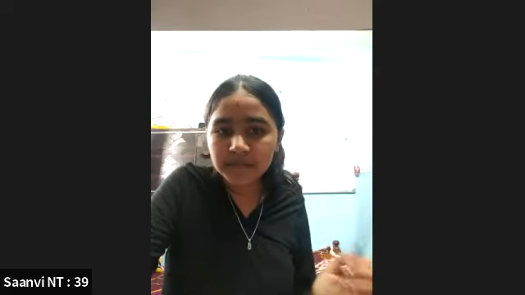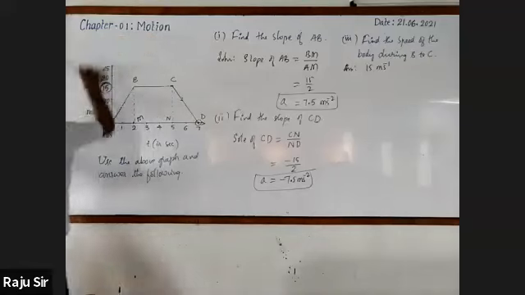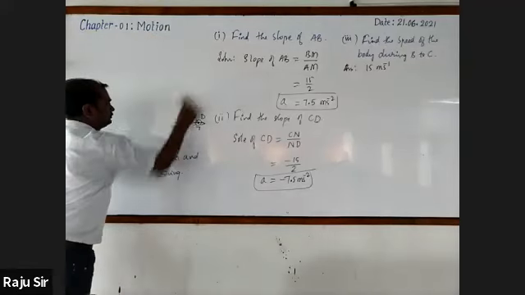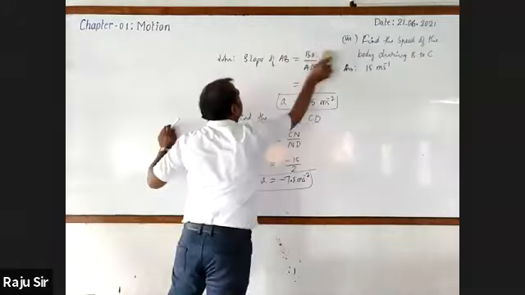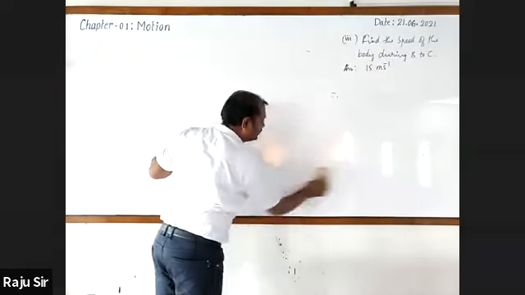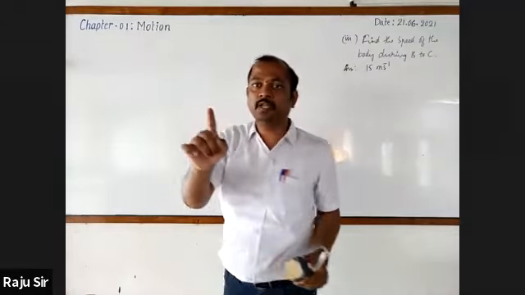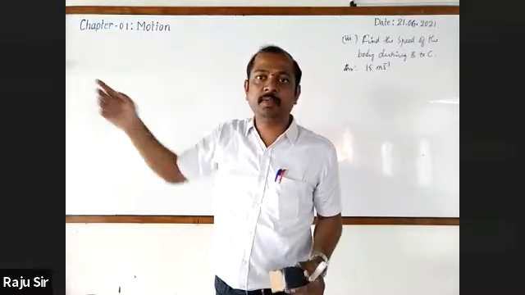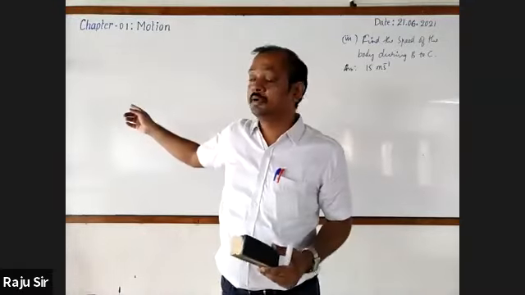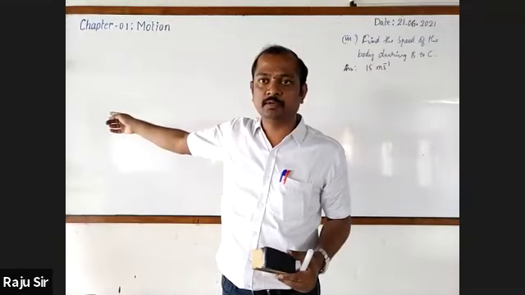Okay. Now we are moving to the next concept of this chapter. Next concept: in the examination asked, find the speed of the body during A to B. It all depends on the time. If you take 1 second, it is 5 meters per second. If you take 2 seconds, its speed will be 15 meter per second.